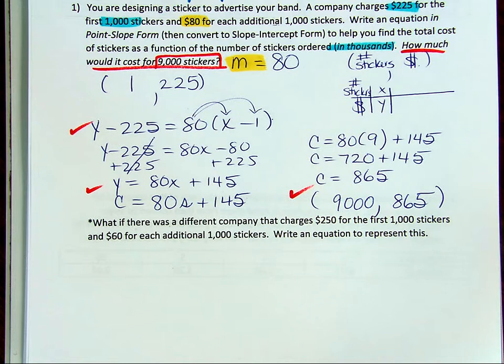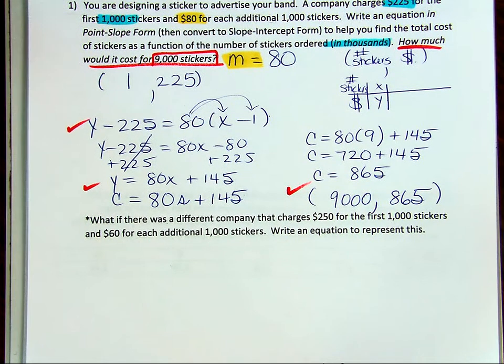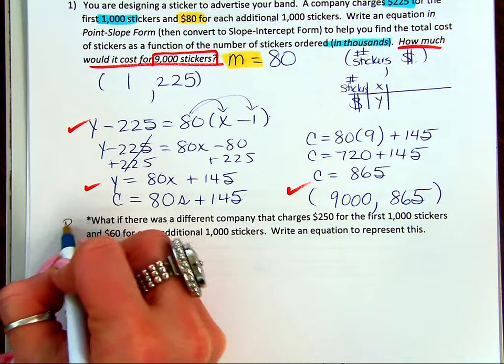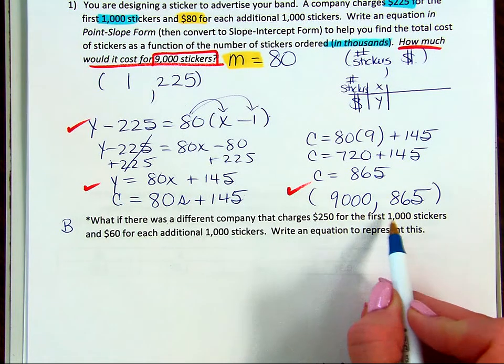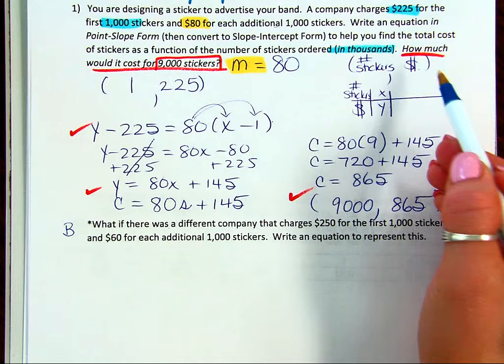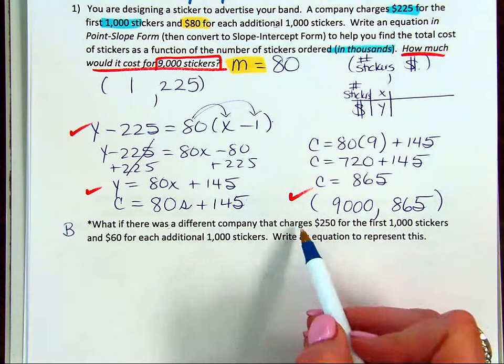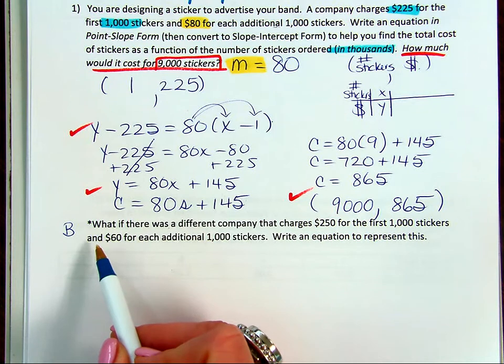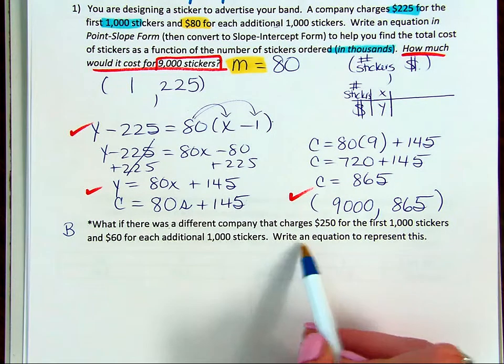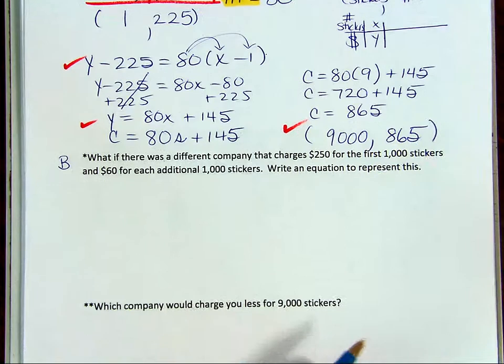Okay? All right, so now let's say you decide to shop around because your band is on a budget. So you want to get as many stickers for as little money as possible. So there's another company. Let's say this is company A, this is company B. They're going to charge you a little more for that first 1,000. So $25 more, $250 as opposed to $225. But then for every additional 1,000 you want, they're only going to charge you $60. So write an equation that would represent that company. Go ahead and do that now.